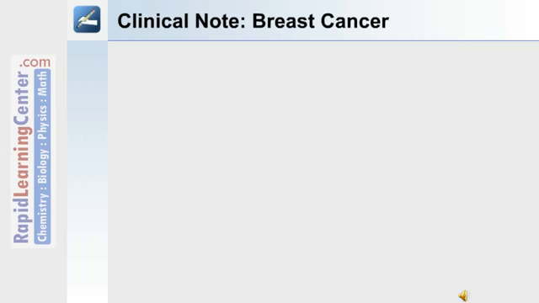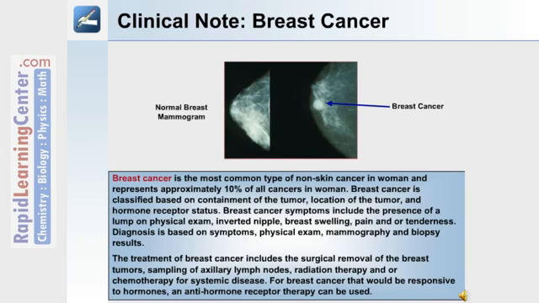The following is a clinical note on breast cancer. Breast cancer is the most common type of non-skin cancer in women and represents approximately 10% of all cancers in women. Breast cancer is classified based on the containment of the tumor, the location of the tumor, and its hormone receptor status. Breast cancer symptoms include the presence of a lump on physical exam, an inverted nipple, breast swelling, pain, and/or tenderness. Diagnosis is based on symptoms, physical exam, mammography, and biopsy results.